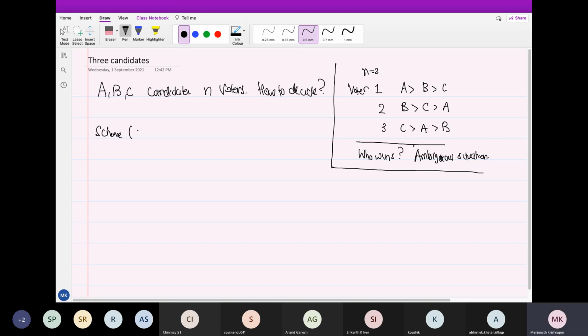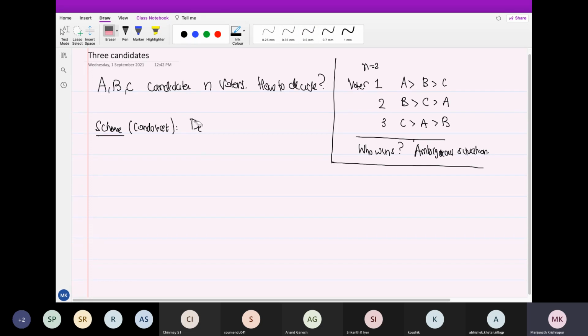In O'Donnell's book, he mentions some French, probably not a mathematician, must be something else, Condorcet. This is the scheme. Decide between 3 candidates. I mean, what is the way of deciding? Okay, so it says to conduct 3 two-way elections.